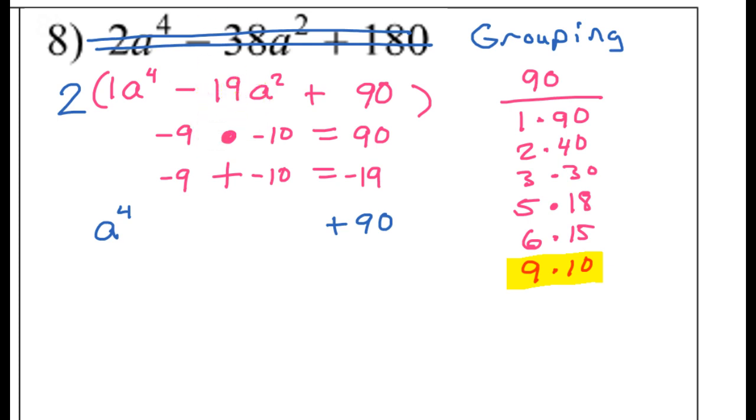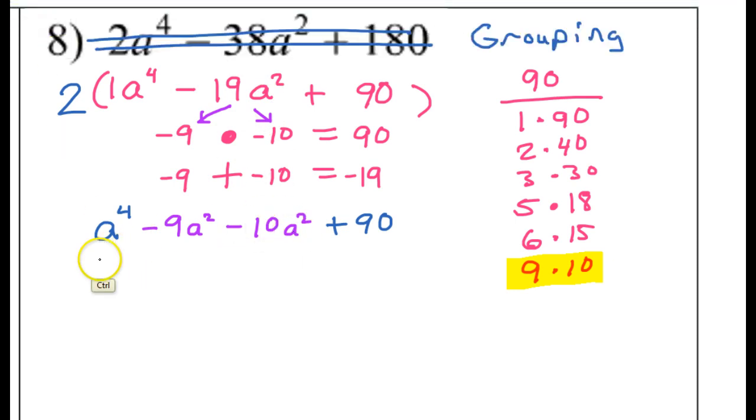What I'm going to do is take the middle term and split it up using these two numbers that I just found. So instead of writing negative 19a squared, I'm going to write negative 9a squared and negative 10a squared. I'm just splitting it apart. It's still the same thing. If I combined like terms, it would go right back to negative 19a squared again. So I haven't changed anything.